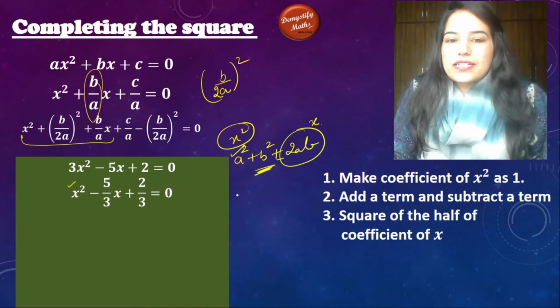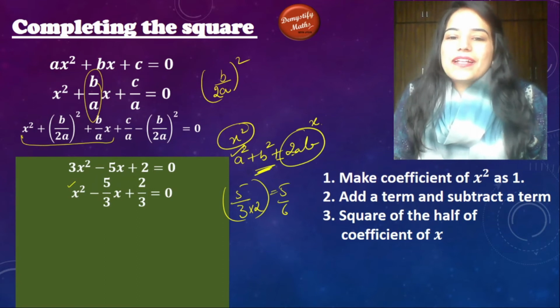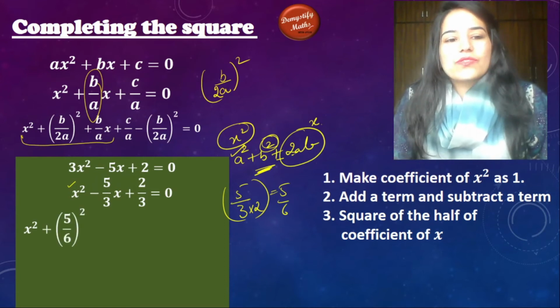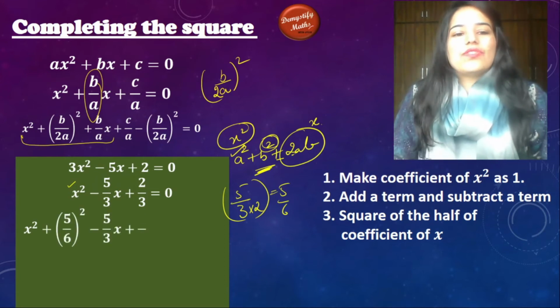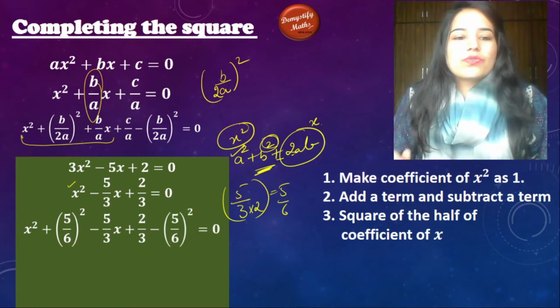Coefficient of x, that is 5/3, right? And divide by 2, this 2ab actually. So this is 5/6. That means the square of this will be added and subtracted. Why square? Because it's a b² here. So it is x² + (5/6)² − (5/3)x + 2/3 − (5/6)² = 0.